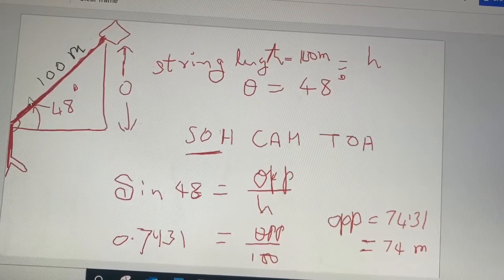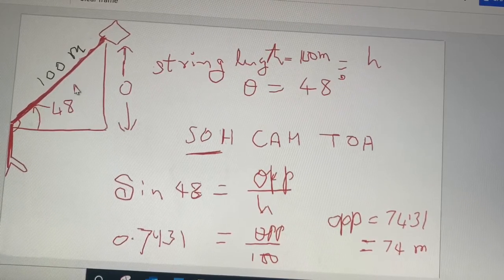Angle of elevation means the angle which is made above the horizontal line. So this is the horizontal line and this will be the angle going above the horizontal by 48 degrees. Now we need to figure out how much is this height between the kite and her hand. If you look at this triangle, this angle is 90 degrees, and opposite to this angle of 48 degrees is this side, which is the distance between the kite and her hand, that we need to figure out.